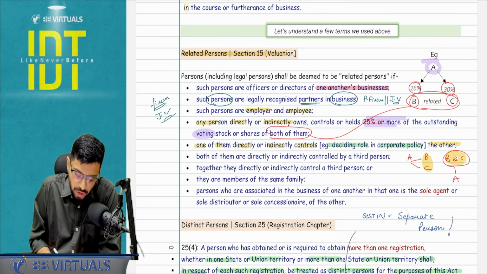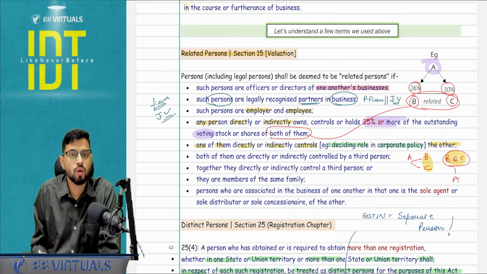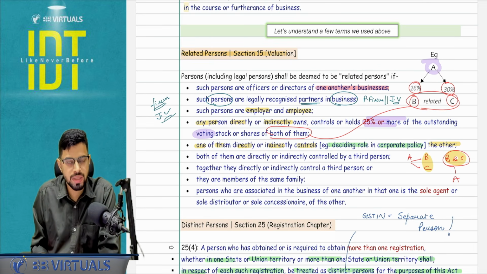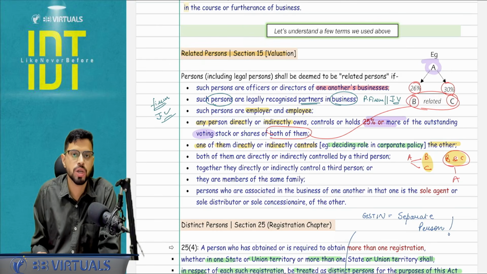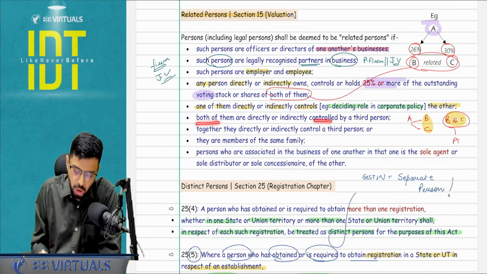Or maybe one of them is controlling the other person. Now what is control? It is not defined under law. Control can be anything. Control can come via voting as well. Sir, voting, it should be more than 50%. In general, the voting should be more than 50% in order to constitute control. Or it can come by policy making decisions, or, for example, by deciding the composition of the board of directors. It can be anything.